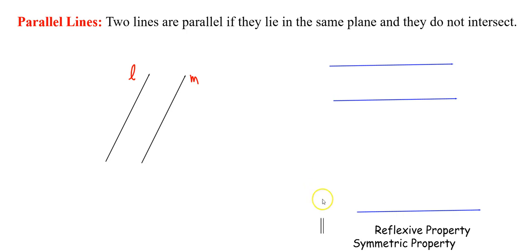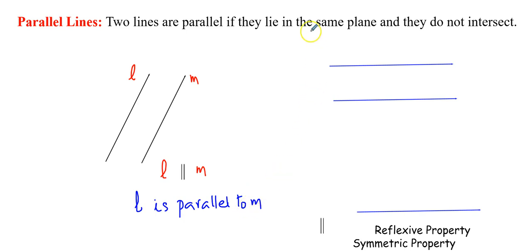Therefore, we can say that the line L is parallel to M. So I'll write here, the line L is parallel to M. This symbol says that the two lines are parallel. How do you read this? We read this statement as: the line L is parallel to the line M. The lines L and M are parallel.